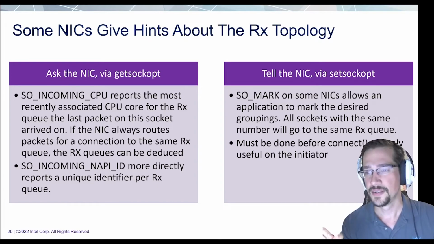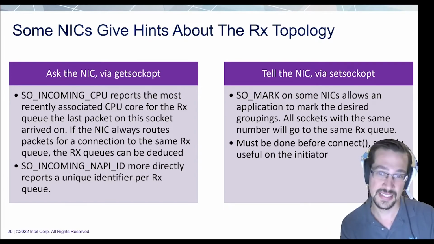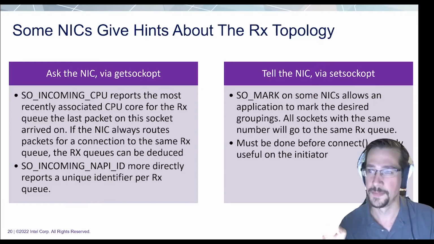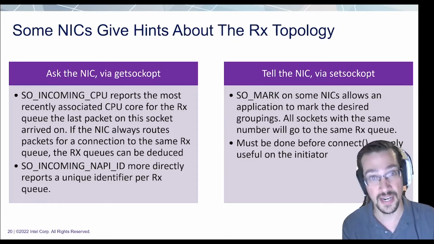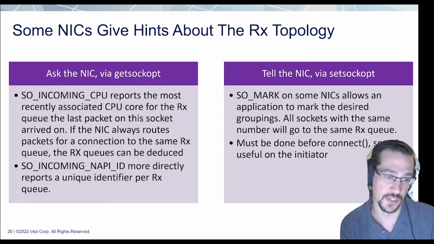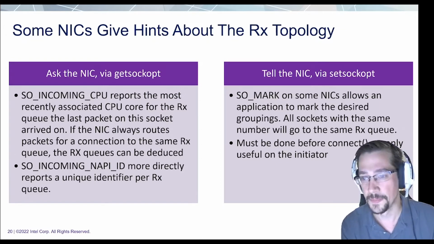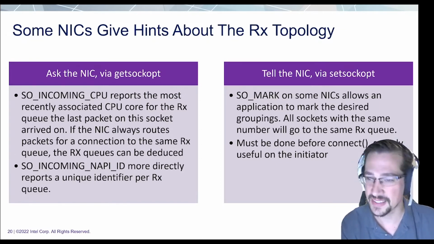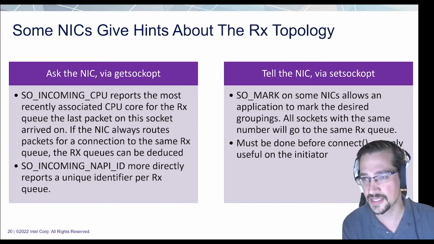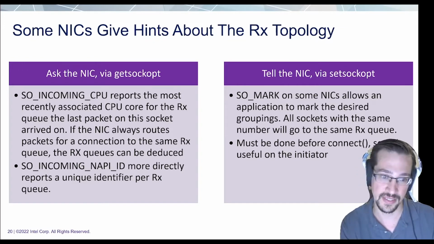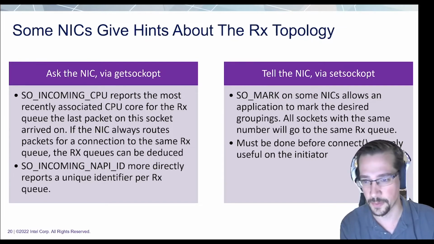Then you can also tell the NIC, at least on Intel E800 NICs, which RxQ to use, which is a little bit of a reversal. The only catch is you have to do this before you connect the socket, because in order for the socket to be connected, it has to know what RxQ to use to receive packets on. So you can create a socket object, do this setsockopt with SO_MARK, and basically give it a number. It doesn't really matter what number, it's the uniqueness of the numbers that matters.